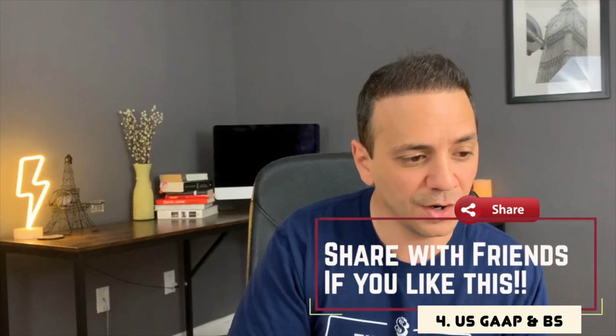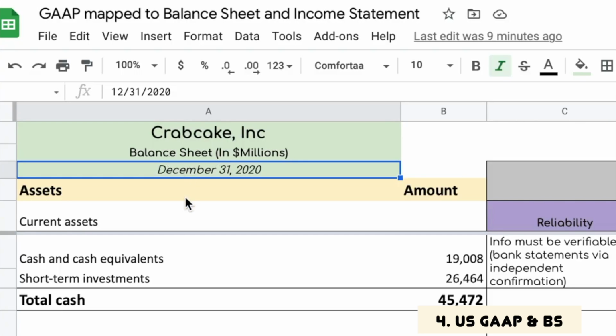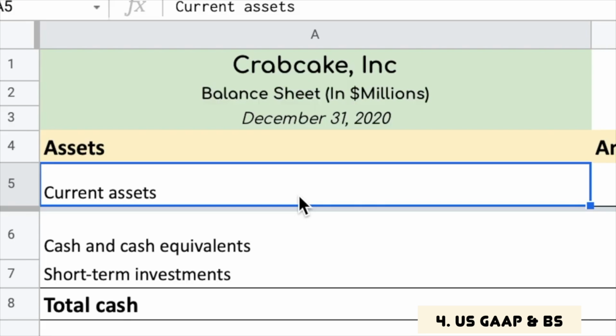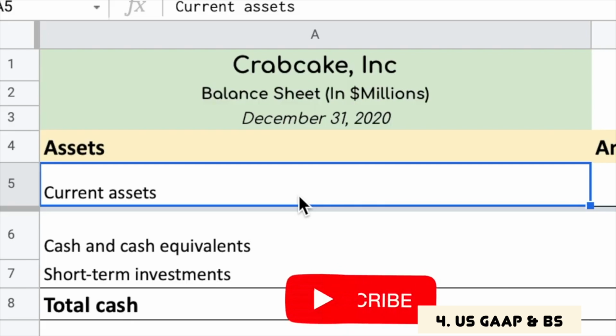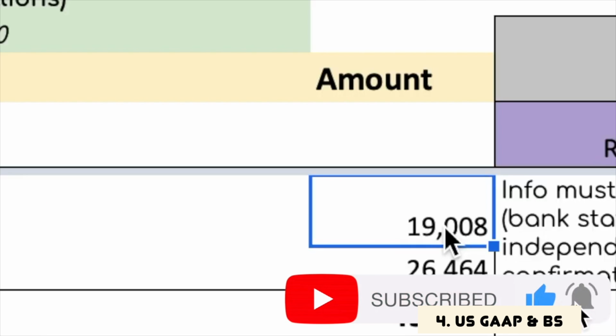Stick around. All right, so we're looking at the balance sheet for a company called Crab Cake Inc. And from the name of it, this is a company that makes crab cakes or Krabby Cakes or whatever they make, it doesn't matter. What matters is that this is the ending balance as of December 2020 and that the balances are in millions. If we look down here at the current assets section, current assets obviously are assets that can be converted into cash within 12 months, right? That's why we call it current. And for cash and cash equivalents, the ending balance is $19 million.